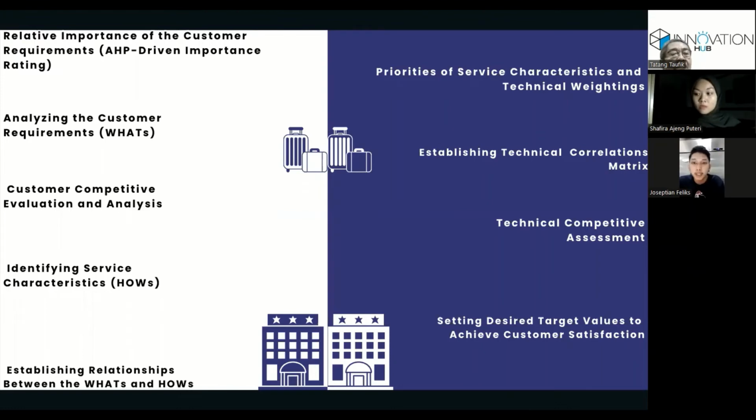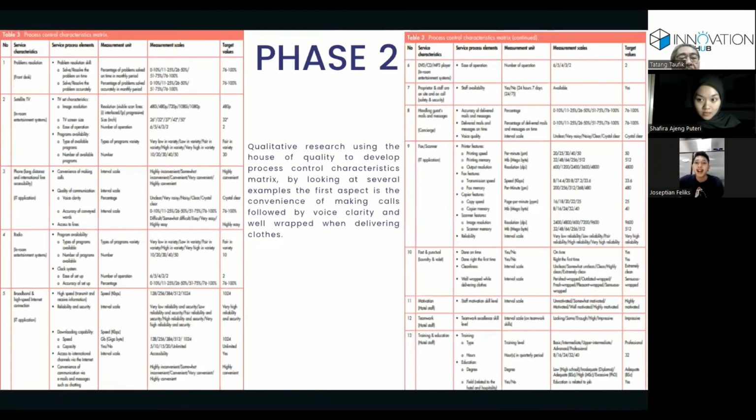Okay, the next one, sorry. We can see that there is a difference between the importance assigned by customers and the importance assigned after analyzing the criteria in the matrix. As we can see in phase 2 itself, the paper is not doing much with phase 2. They only told us that the method used qualitative research using the house of quality to develop process control characteristics by matrix.